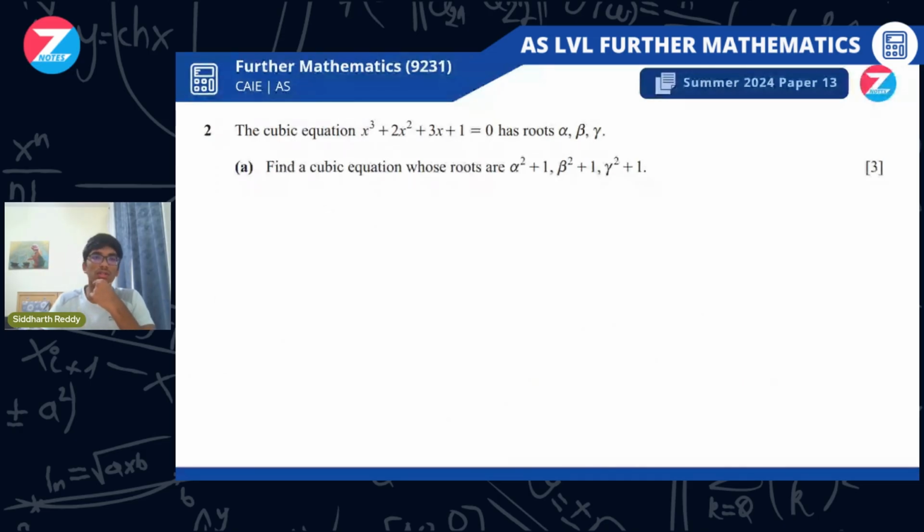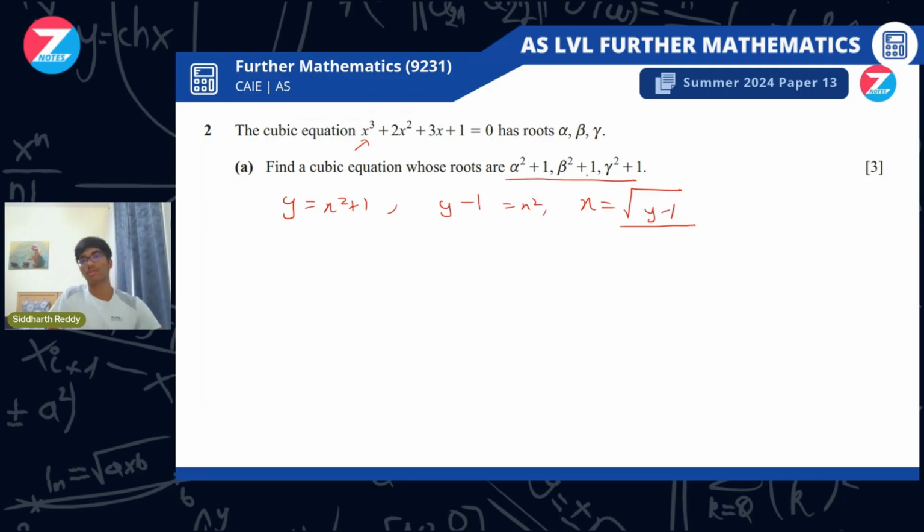Okay, the cubic equation x cubed plus 2x squared plus 3x plus 1 has roots alpha, beta, gamma. Find a cubic equation whose roots are alpha squared plus 1, beta squared plus 1, gamma squared plus 1. We can do this by taking y equal to x squared plus 1, and I'll show you why in a second. So y is equal to x squared plus 1. If we make x the subject, we have y minus 1 is equal to x squared, and x will be equal to the square root of y minus 1. Now if we substitute this back into the cubic equation, the resulting equation will have these roots.